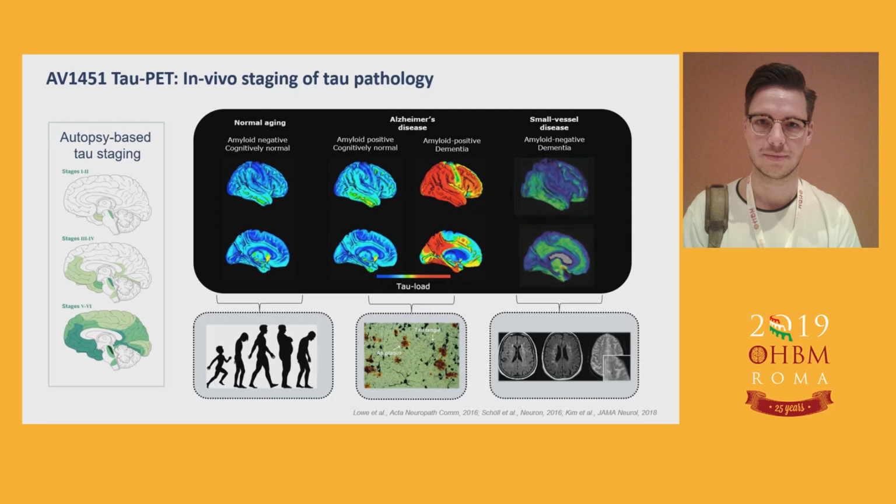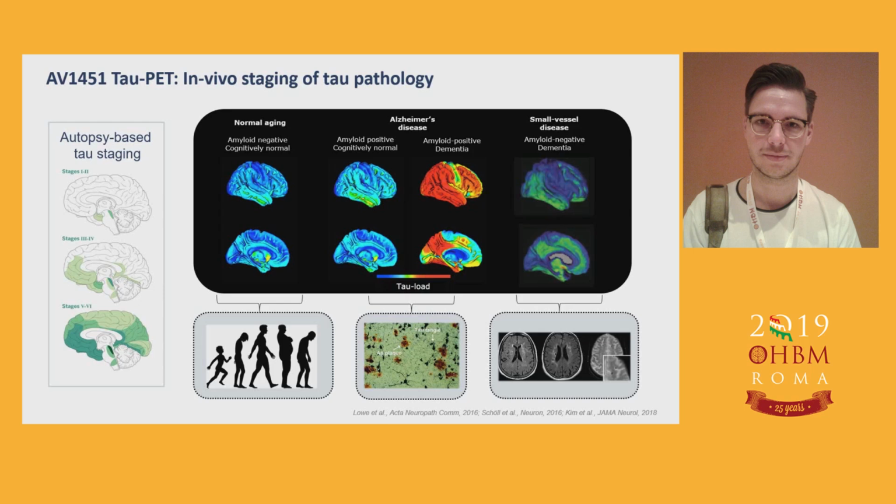which now allows a very nice staging of tau pathology in vivo. We can see on the left panel a normal aging subject who has no evidence of elevated amyloid pathology, where we see just restricted tau PET elevations in the inferior temporal lobe, compared to the middle panel, the Alzheimer's disease patients, who show in the preclinical stage already slight elevations also in the inferior temporal lobe, and then at the stage of full-blown dementia, basically the entire cortex is filled with tau.